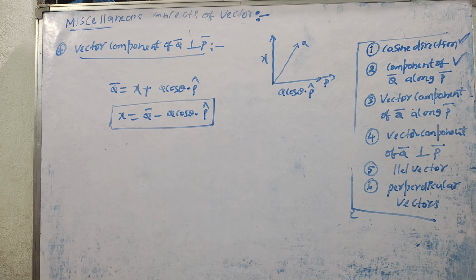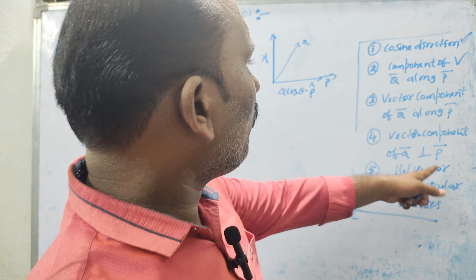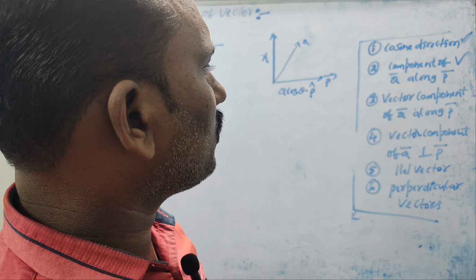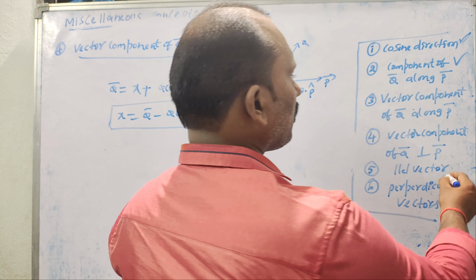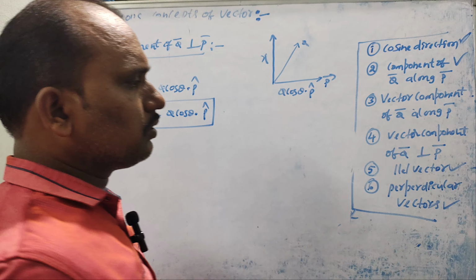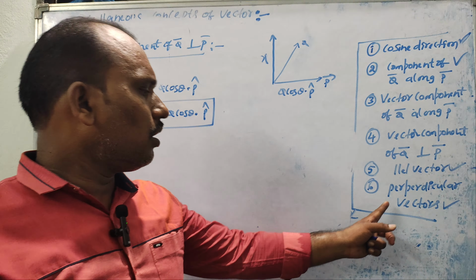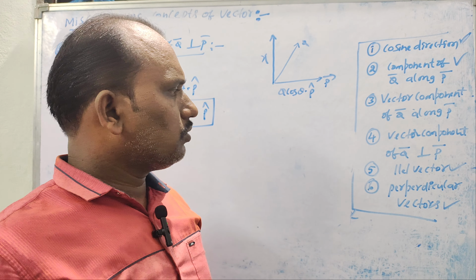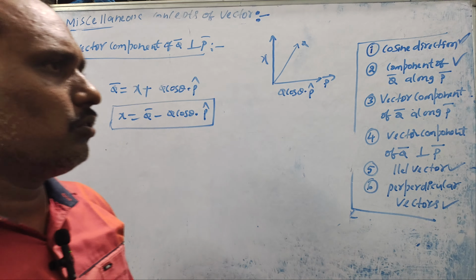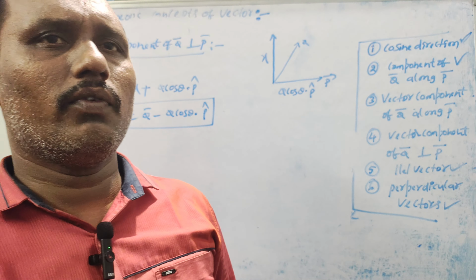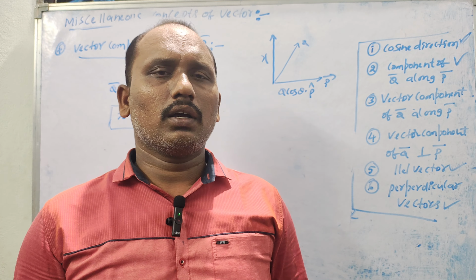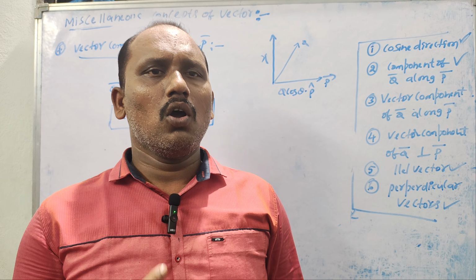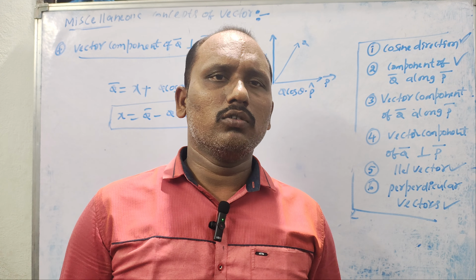This is the way we have to calculate the vector component of Q bar perpendicular to P bar. We already discussed parallel vectors and perpendicular vectors, and how to calculate them. I hope you understood. So that is regarding these vectors: part 1, part 2, part 3, part 4. Students, I request you to go through it in detail about this vector.